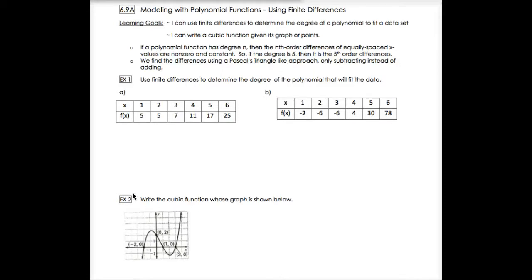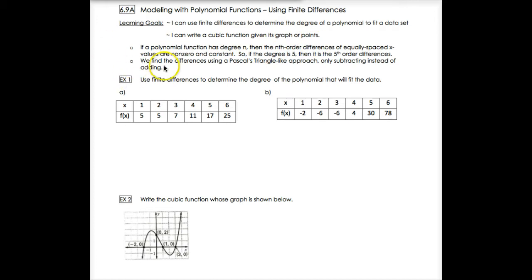Today we are going to talk about how we can model polynomial functions using something called finite differences. So our learning goals for today, we need to be able to use finite differences to determine the degree of a polynomial that'll fit our data set. And then we also are going to focus specifically on cubic functions and being able to write the equation when we are given either a graph or points of that function.